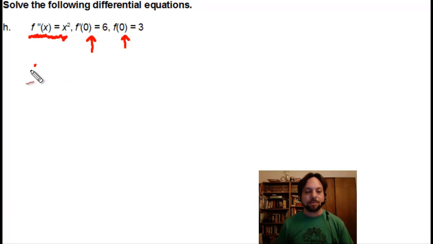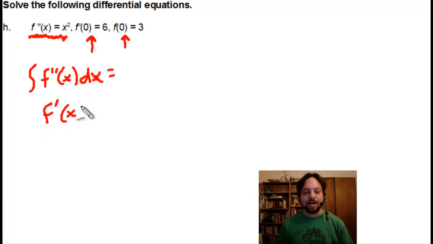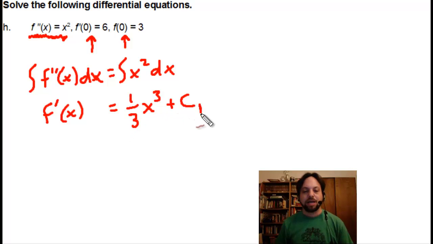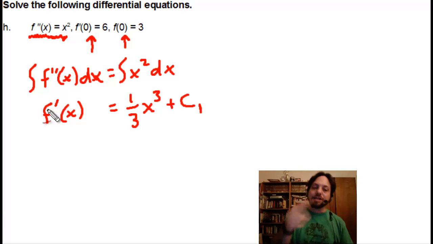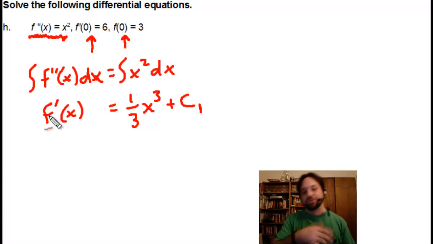Of course, the first thing I'm going to have to do is integrate the acceleration. By integrating the acceleration, what I'm going to end up with is the velocity, and hopefully that will be useful. So if I'm integrating f double prime, the other side of that is x squared. If I integrate that, what I'll get is 1/3 x cubed plus c. I'm going to call this c sub 1, because since I still have a derivative here, I know I'm going to have to integrate again. That'll introduce another constant, so I'll just call this one c1 for now, without loss of generality.